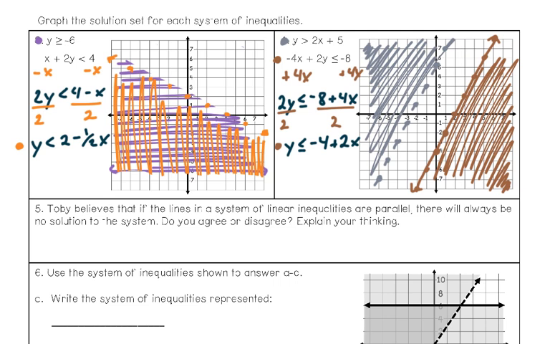Toby believes that if the lines in a system of linear inequalities are parallel, there will always be no solution to the system. What do you think? Do you agree or disagree? Explain. I disagree with Toby. It depends on the inequality symbols for these.